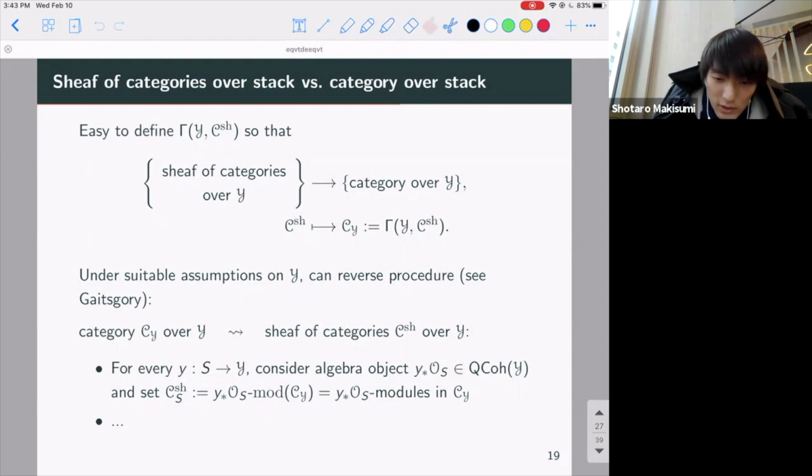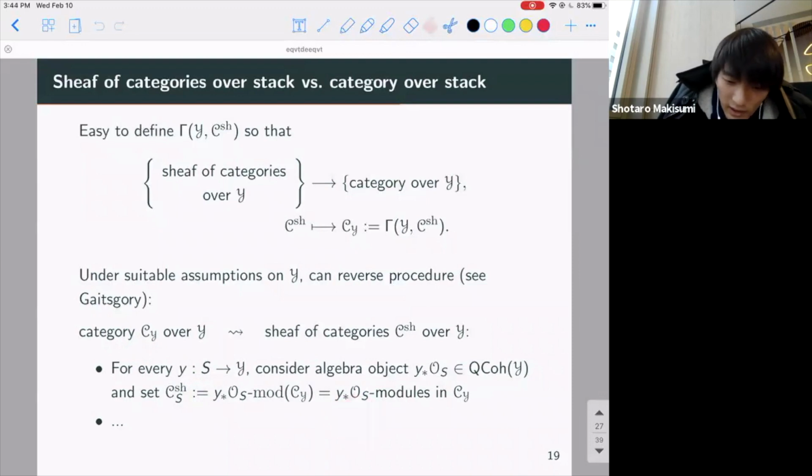Now, under suitable assumptions, you can actually reverse this procedure. For details, you can see the notes of Gaitsgory that I referenced earlier. But here's how you go back, very roughly. I start with a category over Y. To define a sheaf over Y, I have to specify for any affine scheme S over Y some S-linear category. And I do that in a way that should remind you exactly of de-equivariantization.